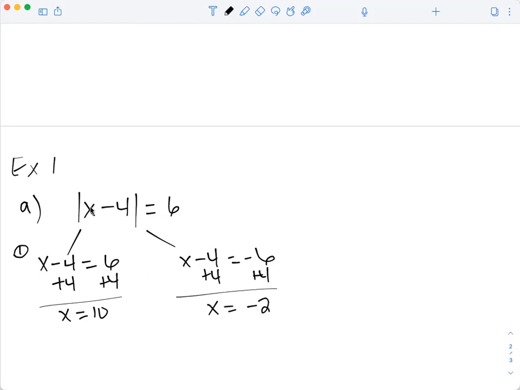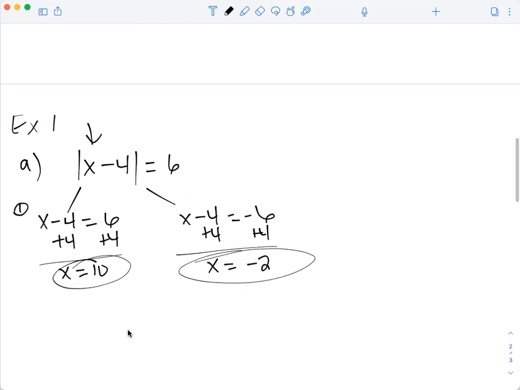If we go back and verify that this works, if we plug in 10 for x, we get 10 minus 4 inside the absolute value. The absolute value of 6 is 6. If we plug in -2, -2 minus 4 is -6 inside the absolute value. When you take the absolute value, it equals 6. So these are our two solutions.